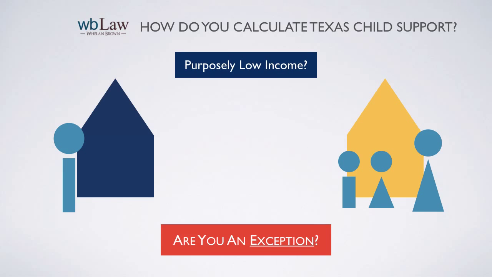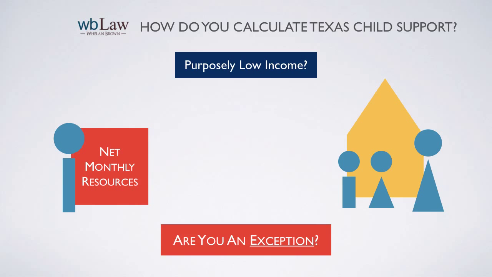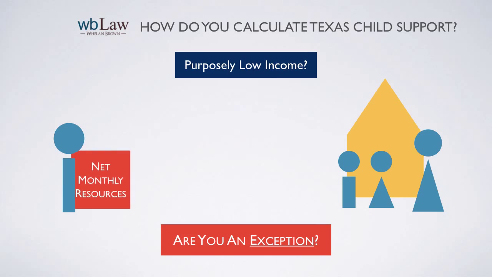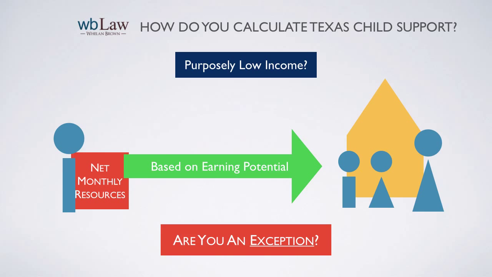How about another common exception? What if the paying parent has a purposely low income? What if they're taking that net monthly resources and making decisions that would make it smaller? So, are they doing things like quitting good jobs or avoiding raises in a way that keeps the child support number artificially low? Well, if you can show that the paying parent could get a higher income by making different choices and that money difference is significant in terms of support, the court will base the child support on earning potential rather than actual net monthly resources.